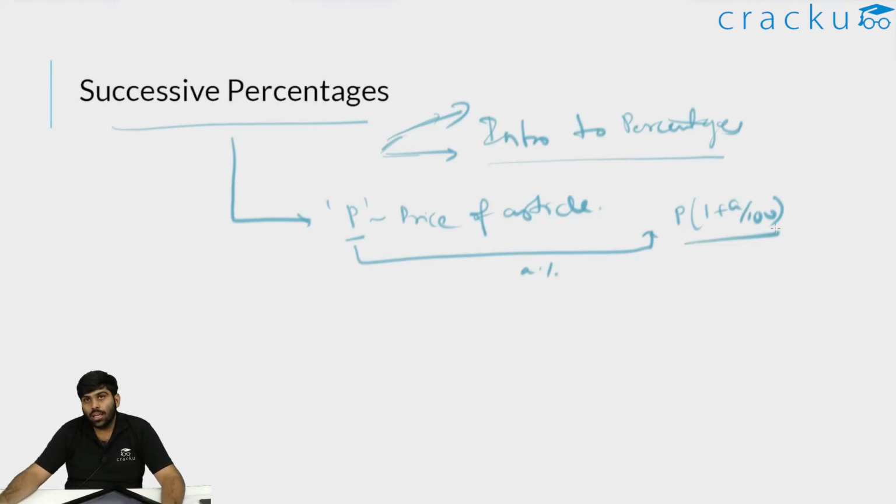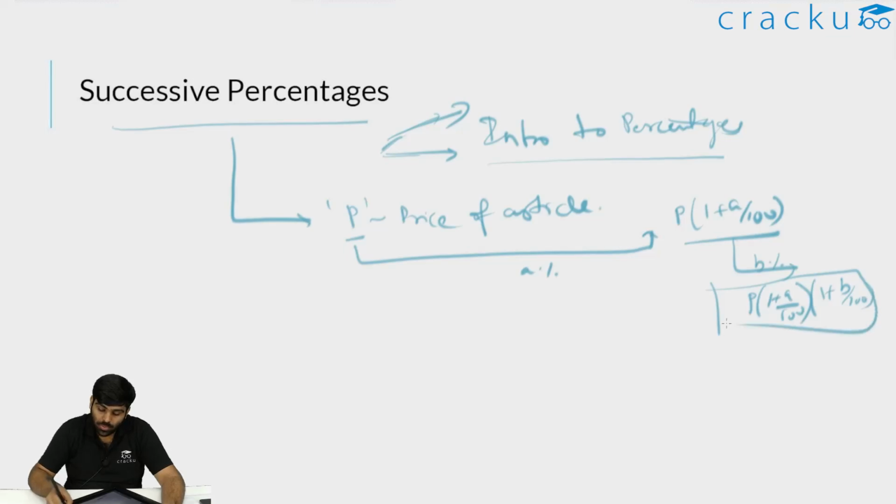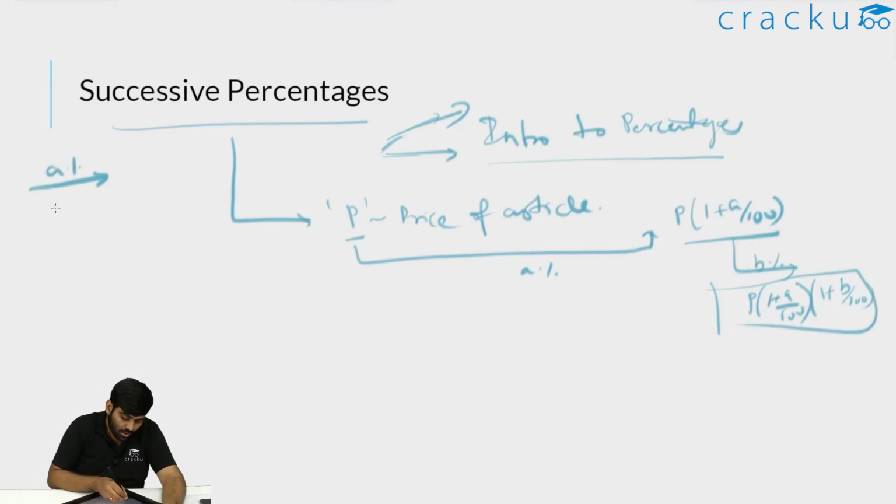But if I say the shopkeeper has increased it by A% and again increased it by another B%, then the new price will be P into 1 plus A by 100, and again B% is increased, that is into 1 plus B by 100. This is what successive percentages are. First step is an A% increment, and the second step is from there, again a B% increment.